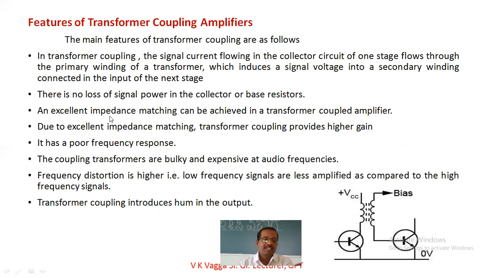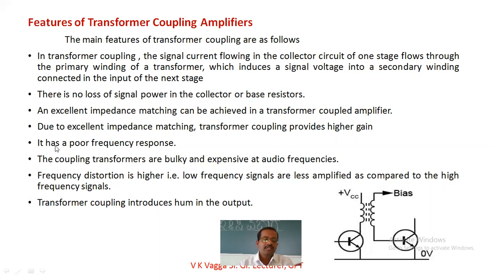And it has excellent impedance matching, which can be achieved in the transformer coupling. Due to the excellent impedance matching, the transformer coupling is going to provide very high gain. In the case of RC coupling, the impedance matching was poor, but in the case of transformer coupling, the impedance matching is excellent.